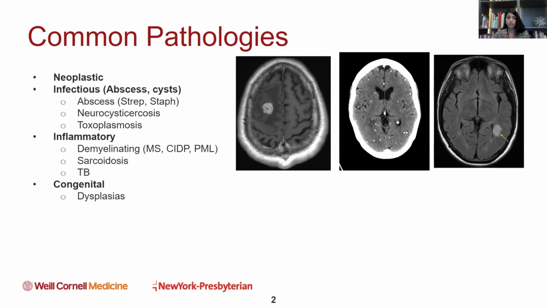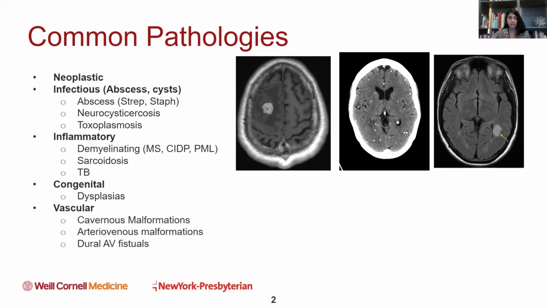So congenital dysplasias are common, cortical dysplasias. Those are just things that people are born with, irregularities in the gyrus. They may or may not cause seizures or other types of pathologies as the presenting symptom. Cortical dysplasias, otherwise, if they're not symptomatic, don't necessarily have to be causing a problem. They don't have to be addressed unless they're causing new symptomatology.